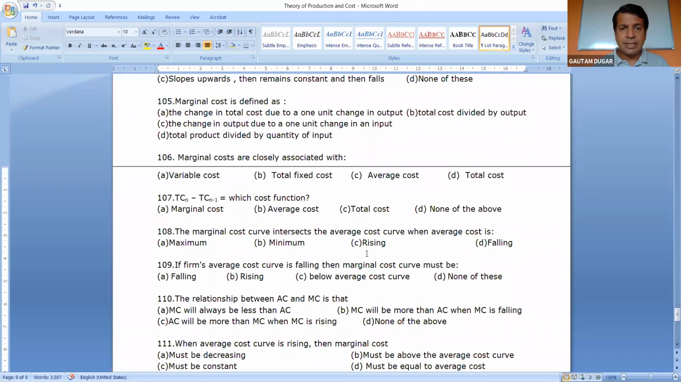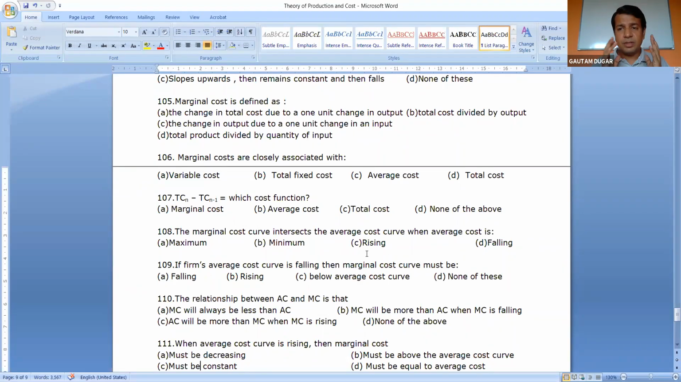So marginal costs are closely associated with variable cost. 107 also, the answer is correct. TCn minus TCn-1 is marginal cost. Now remember, TCn minus TCn-1 or TVCn, total variable cost of n units, minus TVCn-1, that is also marginal cost. The answer is variable cost and not total cost, because in 106 they asked what it is closely associated with. Total cost is considered only through the difference of variable cost. So it is closely associated with variable cost.